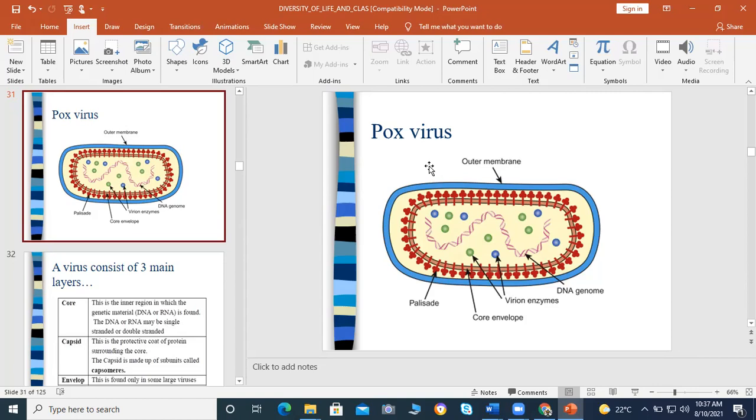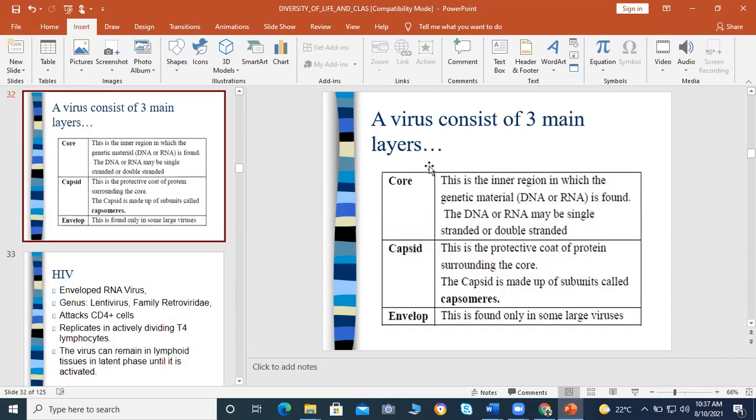That one we also call the capsid. And then you have the genetic material. All viruses have the same. We shall also look at the structure of a coronavirus. Now, all viruses consist of 3 main layers, like I've told you: the core, the capsid, and then the envelope.